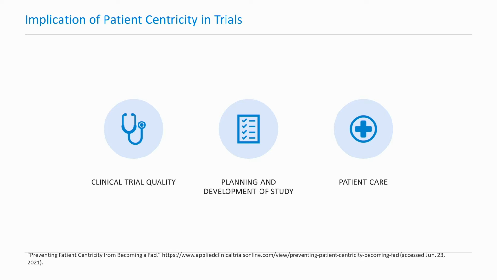Patient centricity measures also include assessing patient care. Even though a clinical trial encompasses research activities, the patients should still be cared for. And in order to assess the patient centricity, various care processes must also be included.